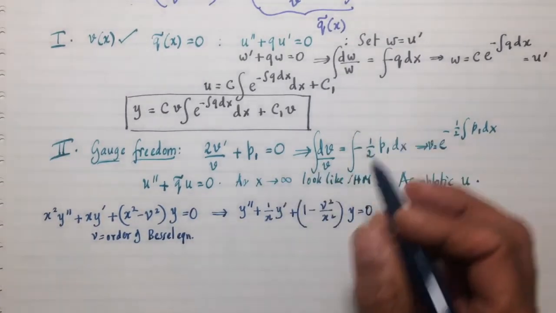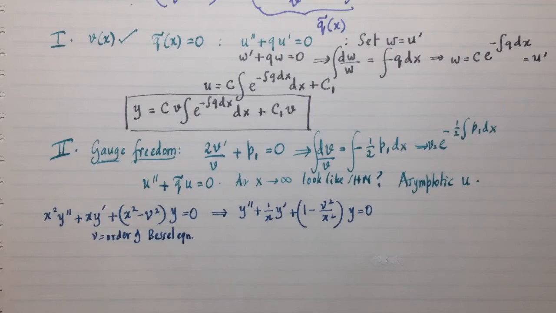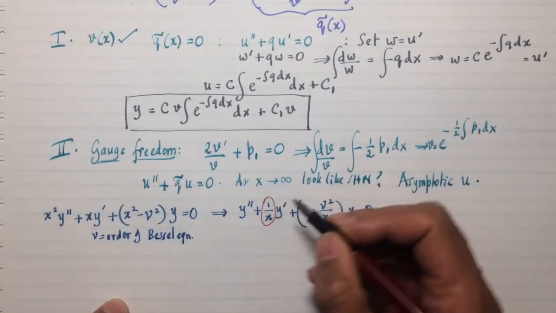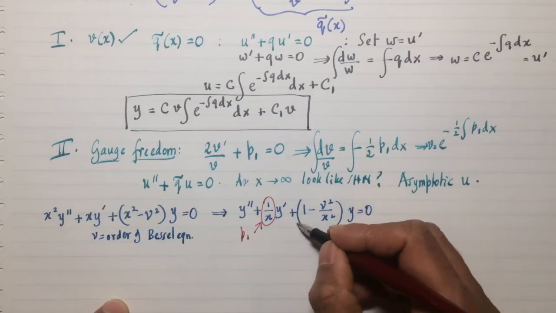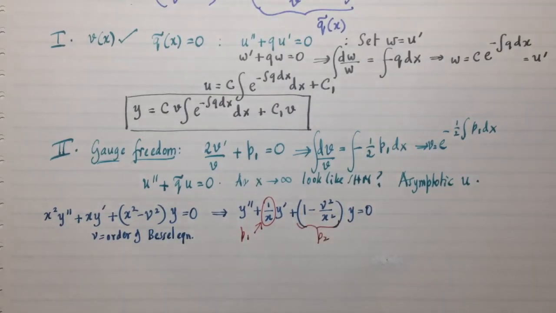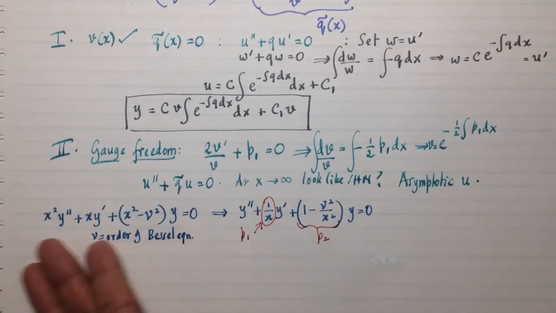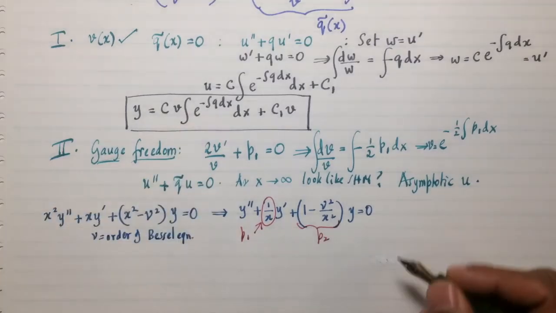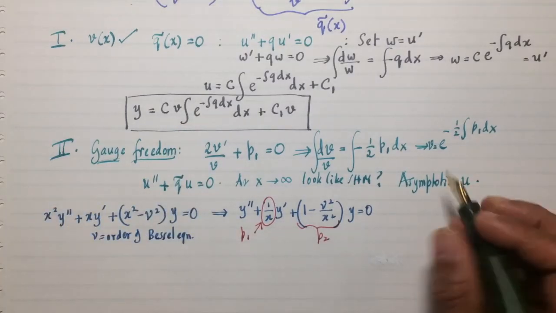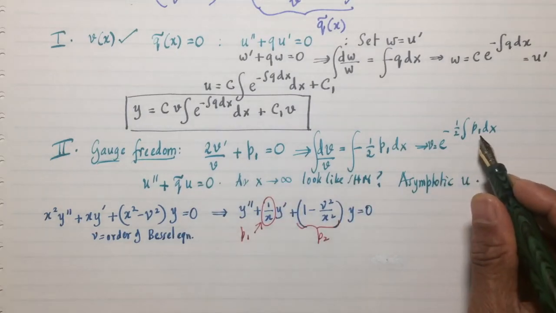So as written, you have to bring it to this form because you have to identify p1 like that, and that's going to be your p2 function. And since p1 equals 1 over x, you can proceed immediately using the gauge freedom because you don't know anything about the Bessel equation. So rather than guessing a solution, we can immediately use the gauge freedom that we have here, and find out what v is.